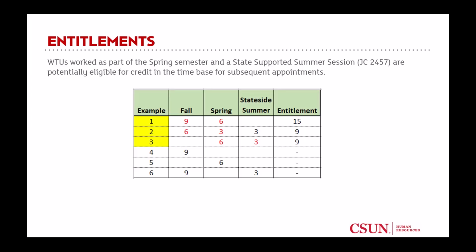In example 3, we have 2 consecutive semesters, spring and stateside summer. So in this scenario, and absent fall, by the way, we have 2 consecutive semesters, and the contract speaks to looking at spring and stateside summer as 2 consecutive semesters. So that will determine the entitlement for the next academic year.